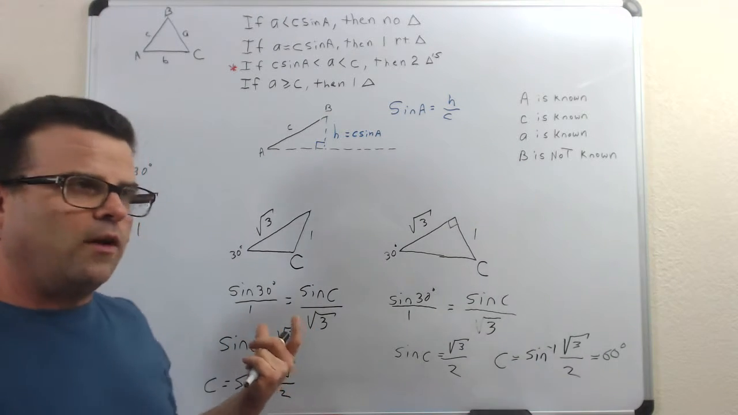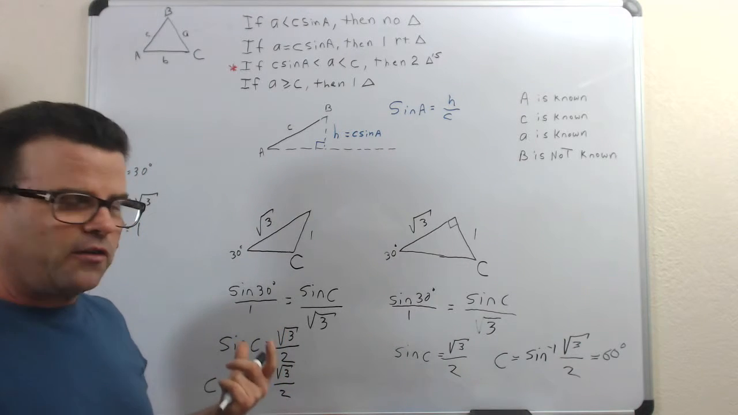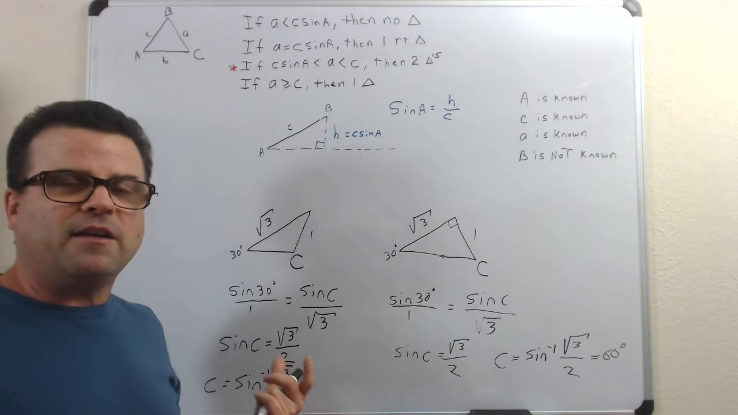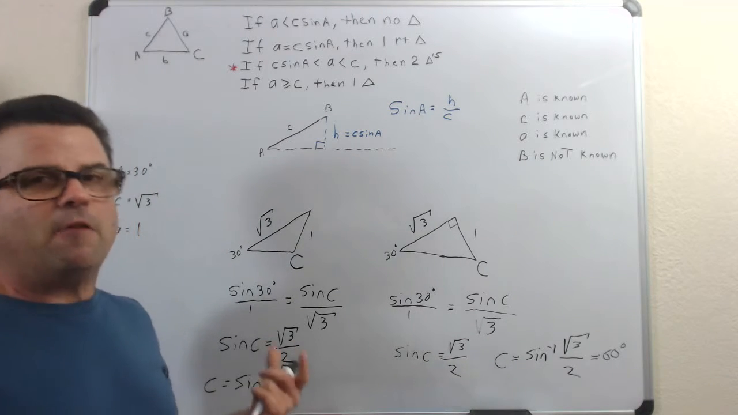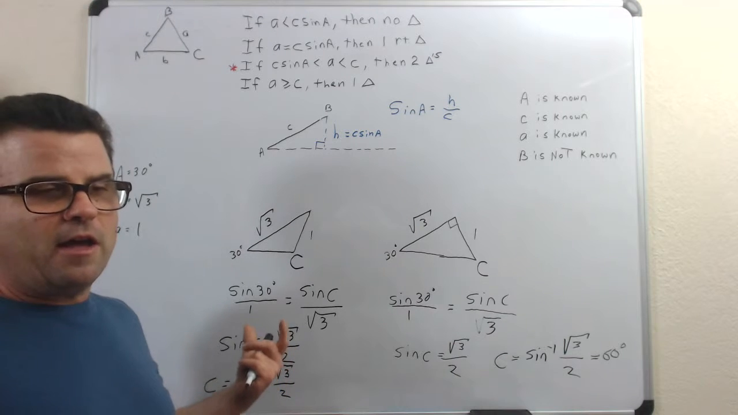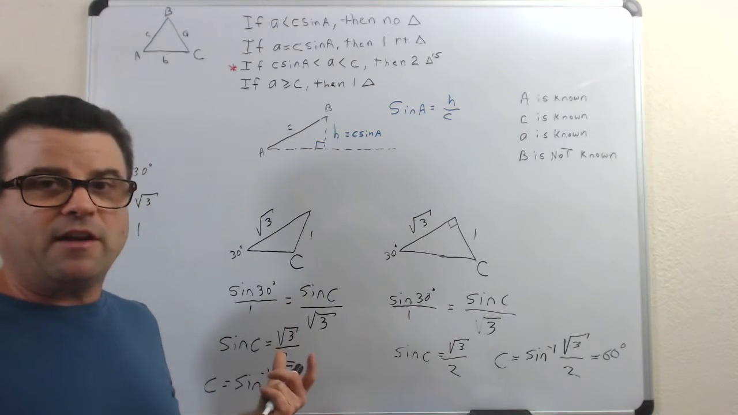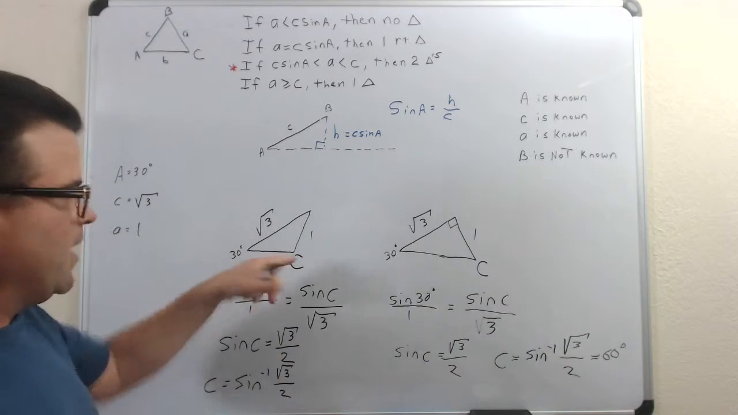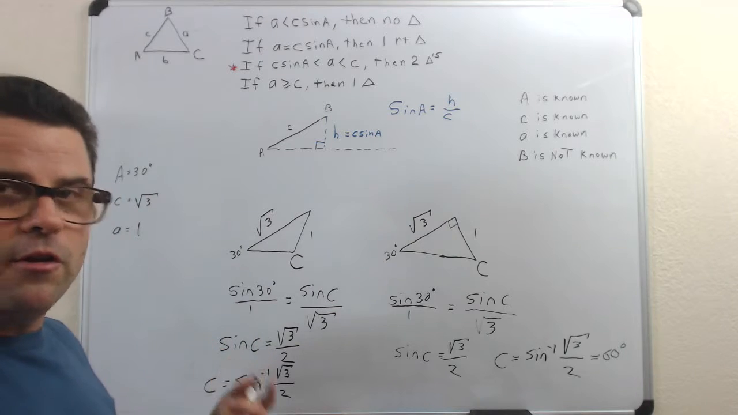Well, what's happening is the range of arc sine is between negative 90 and 90. So arc sine will never output a value that's less than negative 90 or greater than 90. And we know an obtuse angle is greater than 90 degrees. So we want to appeal to the unit circle.